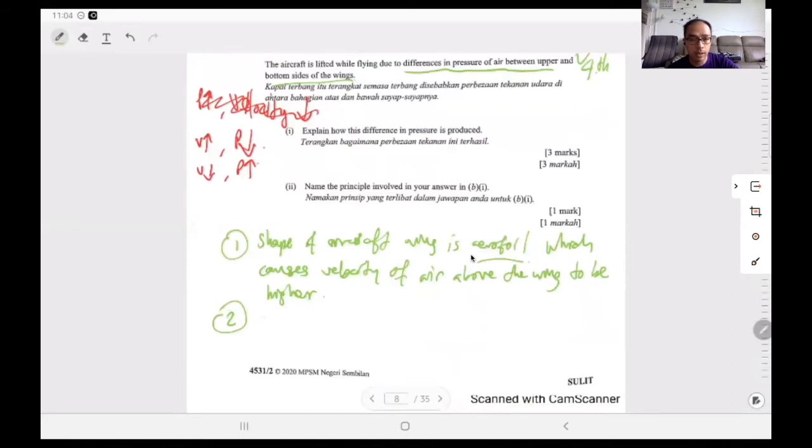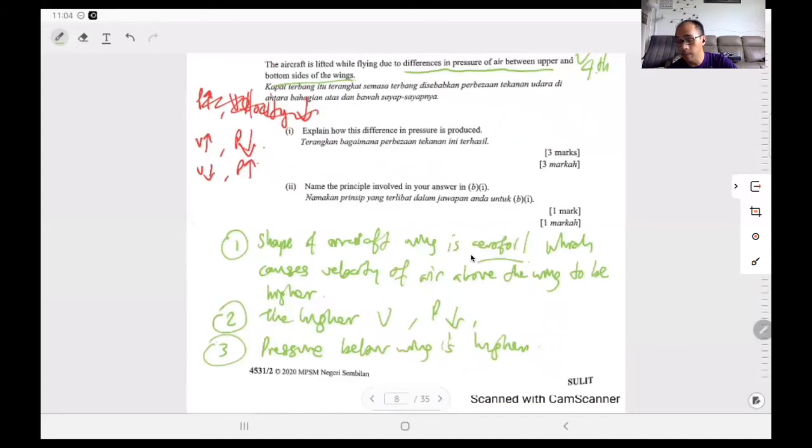Point number two, the higher velocity, the lower the pressure. And then number three, pressure below the wing is higher than above the wing. So below the wing is higher than above the wing, therefore the high pressure at the bottom will push upwards. So name the principle. This is Bernoulli's principle.